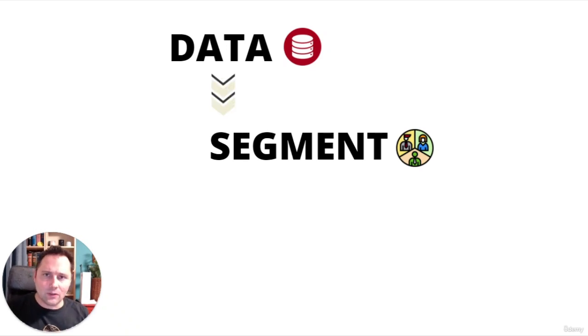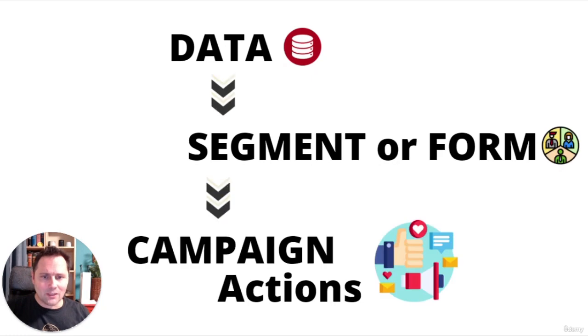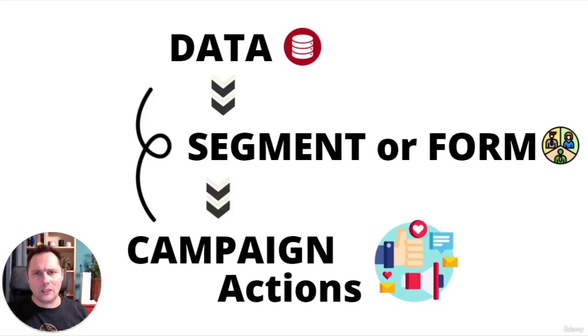The data is later organized into a segment. We learned this already. The segment will start a campaign, or a form will start a campaign, it doesn't matter. But the data is organized somehow, and that's starting a campaign. And then the campaign will have some kind of feedback on that contact. So data will be changed.